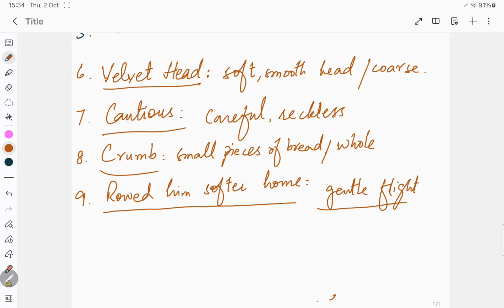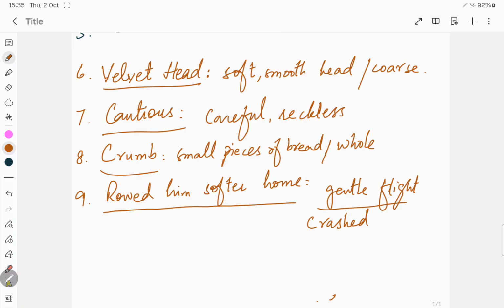And the antonym can be, well, you may say something which is going to crash or crashed, or something which is stumbling, obviously not moving in a very stable manner, awkwardly. So all these words can be used as antonym to this phrase. Well, the sentence can be, the swan glided as though it had rowed him softly home across the water.